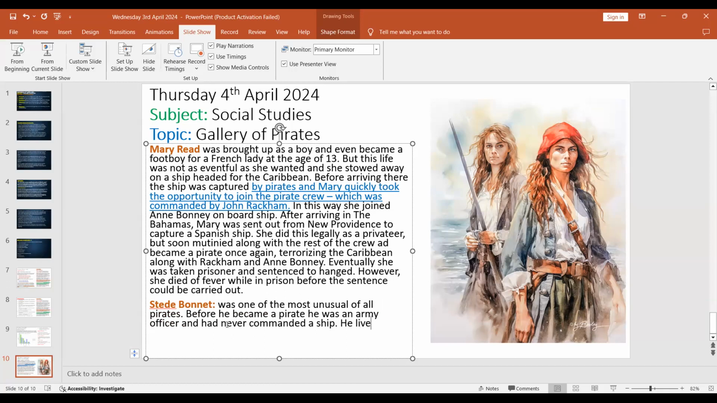He lived quietly on his plantation, and you wouldn't believe where his plantation was. Not in the Bahamas. In Barbados. You would think that it's in the Bahamas, but it wasn't. It was in Barbados. That's where his plantation was.